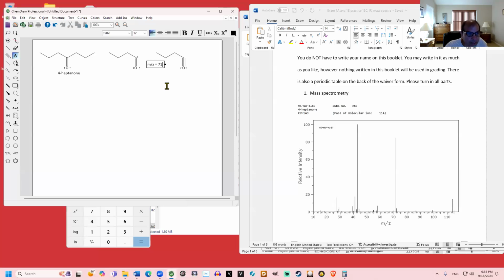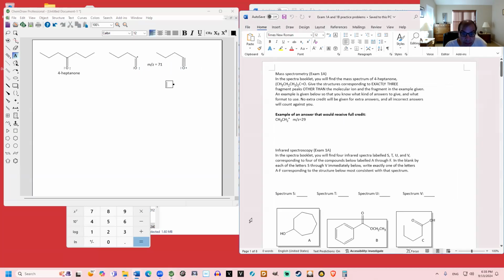Let's see if there's a peak at 71. I bet there is a significant one. Yep, sure there is. It's very large. So what you would write is your choice of either of those structures, and then m over z equals 71, just exactly like we did in the example. So if you have a question like this, you need to follow the format.